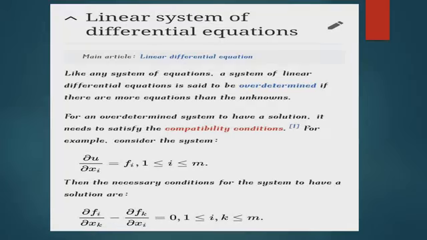Linear system of differential equations. Like any system of equations, a system of linear differential equations is said to be overdetermined if there are more equations than unknowns. For an overdetermined system to have a solution, it needs to satisfy the compatibility conditions. For example, consider the system as given, then the necessary conditions for the system to have a solution are as shown.